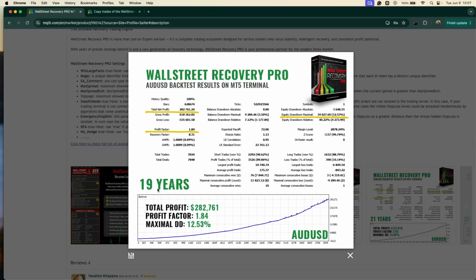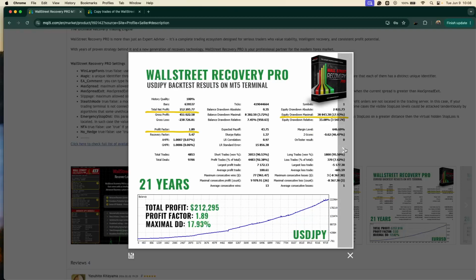Now these are the backtests. They ran a backtest for 19 years of data on the AUD/USD, and this is what it looks like. Total net profit of over $282,000, and max equity drawdown is just 12%, but the balance drawdown is low, 3%. So you should bear this in mind. Over the span of 19 years, we have a profit factor of 1.84. We also have a win rate of 89%. And this is exactly how it looks.